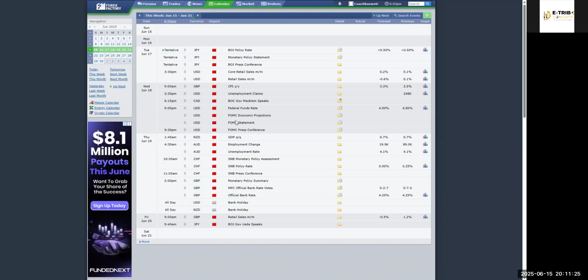Starting tomorrow, Monday the 16th, we don't have anything on the economic calendar. On Tuesday, we'll have a speech from the Bank of Japan, and then the Bank of Japan policy rates. So there will be some effects on the Japanese yen. On the same Tuesday, we're going to have some impact on the US dollar during the New York Open around 8:30 a.m. New York time, that is 3:30 p.m. Kenyan time. We're going to have core retail sales.